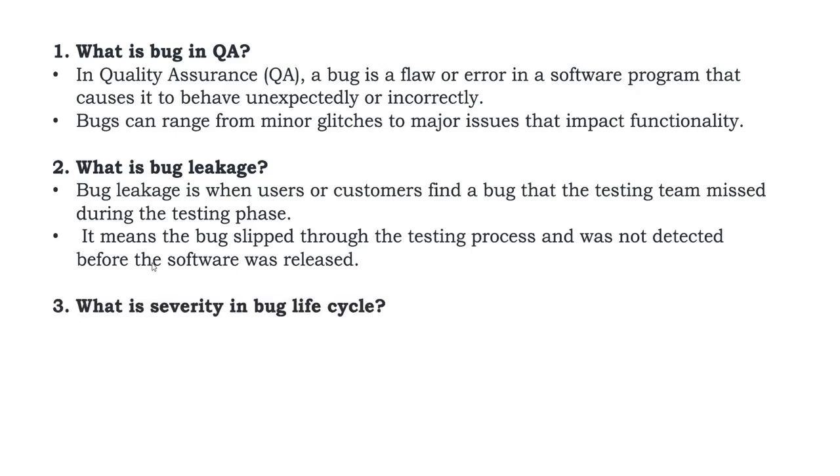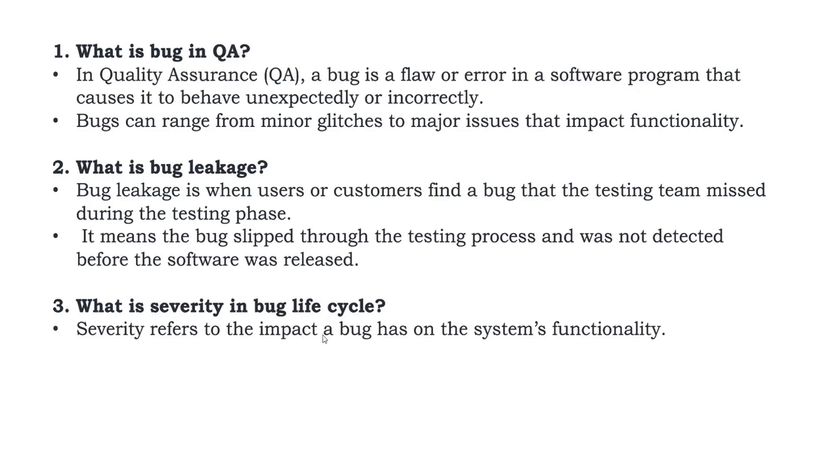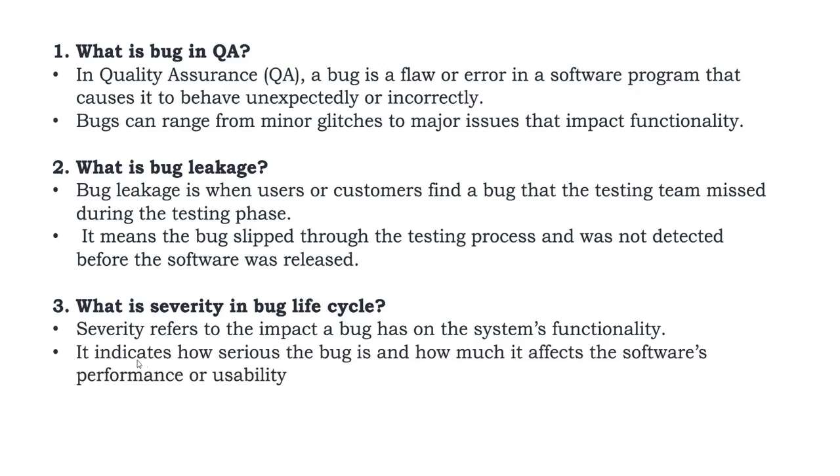Next, what is severity in the bug lifecycle? Severity refers to the impact a bug has on the system's functionality. It indicates how serious the bug is and how much it affects the software's performance or usability. Severity and priority are two different important things. We will discuss it in the next video. So these are some of the questions that you can think of. We will discuss all these in detail in a different video.